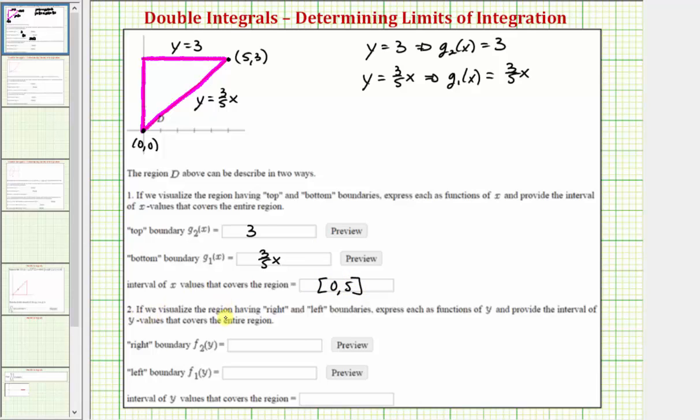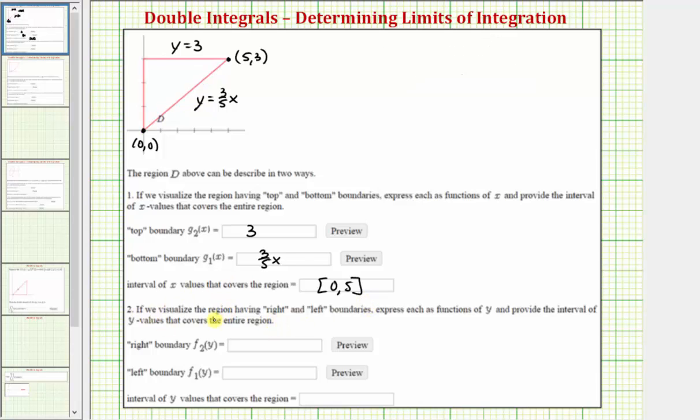Now let's take a look at number 2, where we define this region using left and right boundaries. If we visualize the region having right and left boundaries, express each as a function of y and provide the interval of y values that cover the entire region. So notice how the right boundary would be this line, which we know has equation of y equals 3/5 x, and the left boundary would be this vertical line, x equals 0.